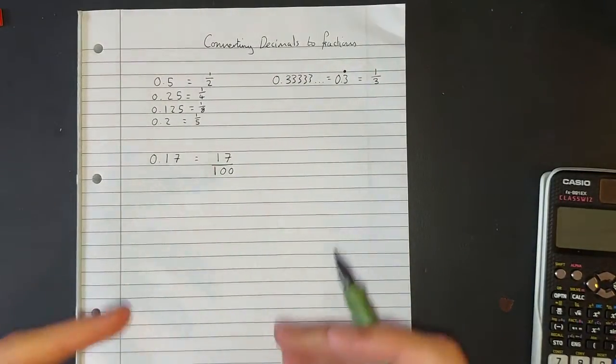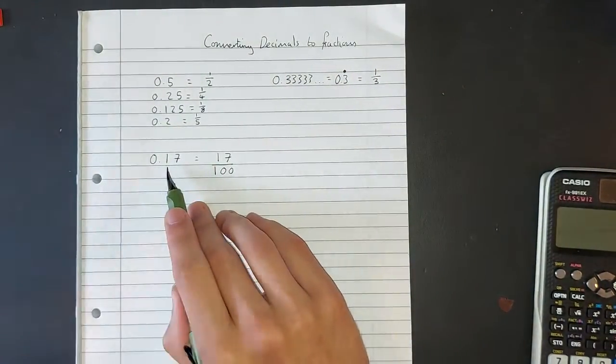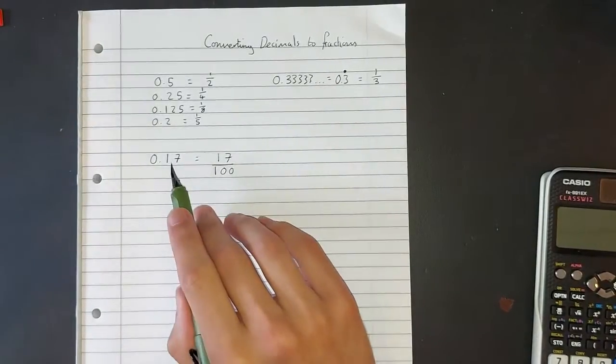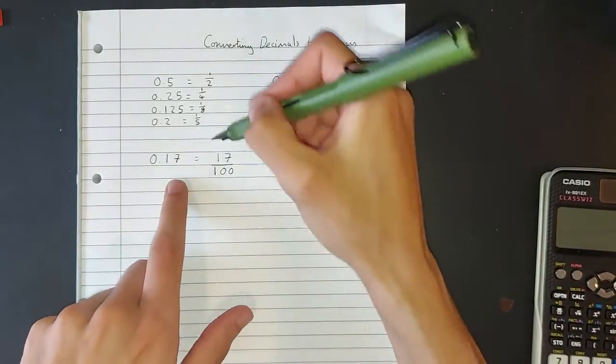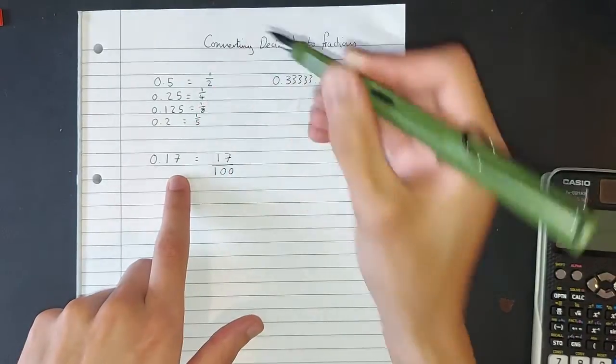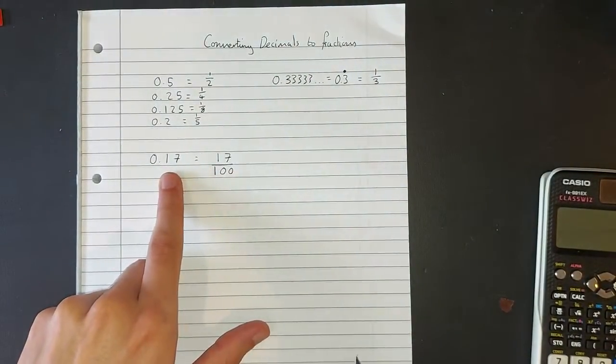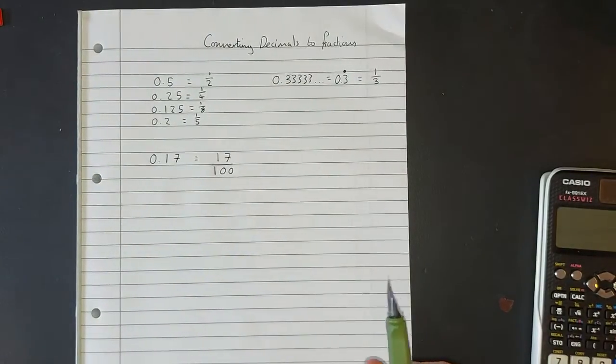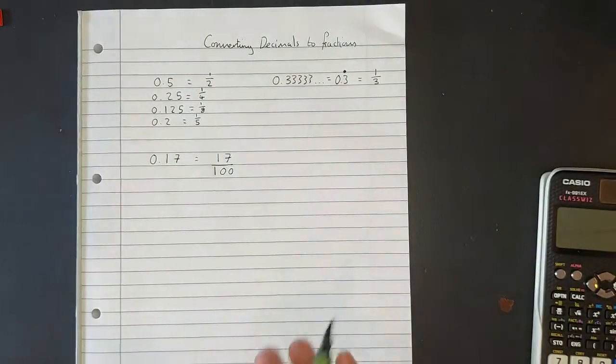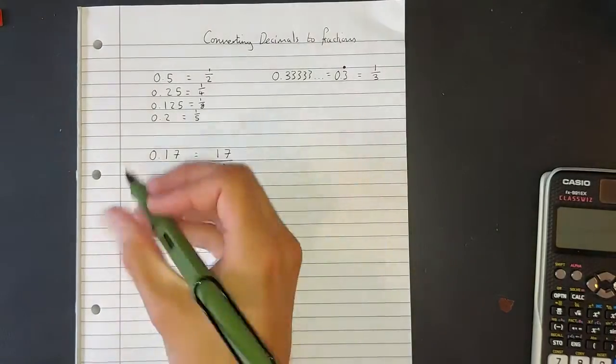Now, the way I think about it is in terms of how you would say this. So you'd say 1/10 and 7 hundredths. You can see here that so long as we know it's up to hundredths, we can just write the numbers after the decimal as the numerator, the top number. Okay, so let's have another go. We're going to do 0.18 this time.